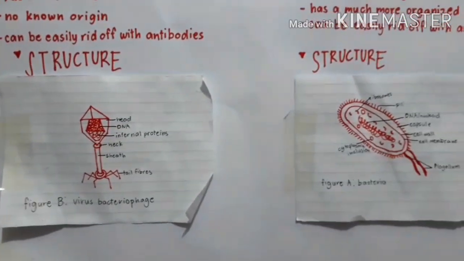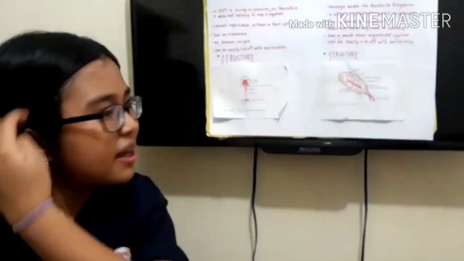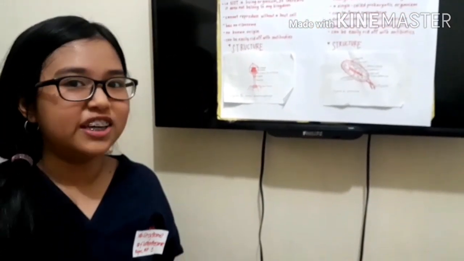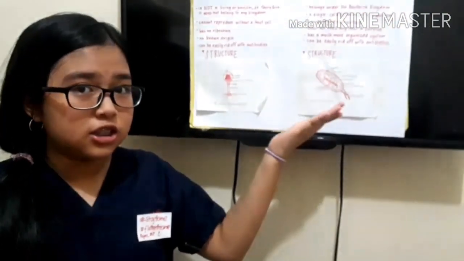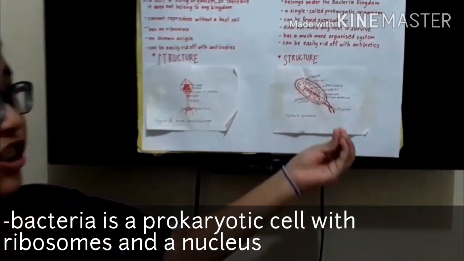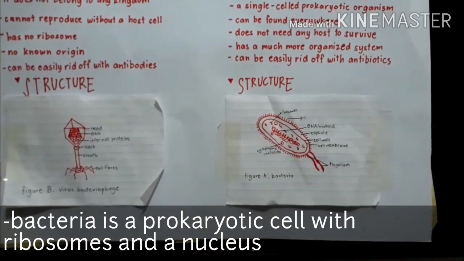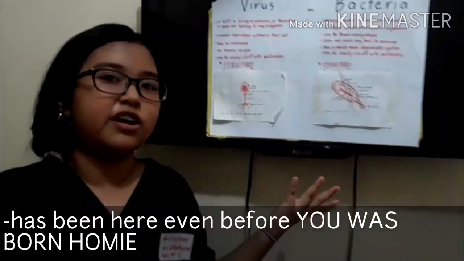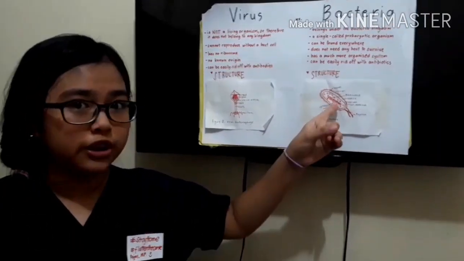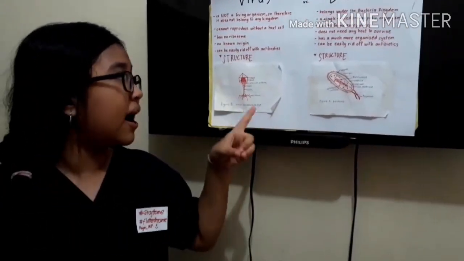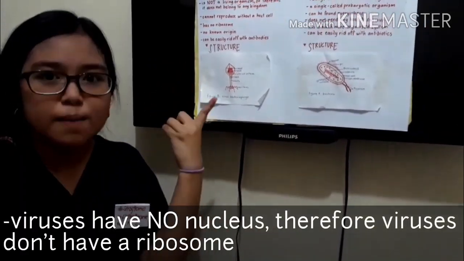Anyways. Okay, now let us talk about the structure. This, my friends, is where the real fun begins. Now, as you can see, the structure of the bacteria, since it's a prokaryote, it's just a single-celled organism, and that's it. It has been here since the beginning of time, my friends. And as you can see, it has a ribosome, and it has a nucleus. But if we go to our neighbor, the virus, it has no nucleus, and it has no ribosome.